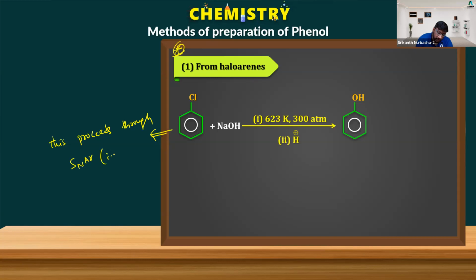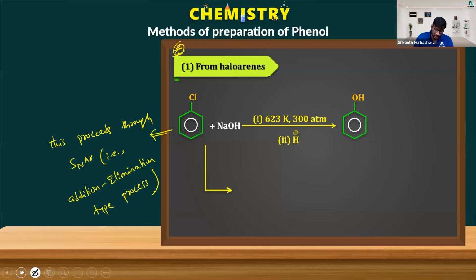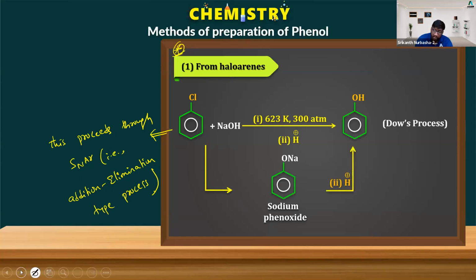This proceeds through SNAr, that is an addition elimination type mechanism. Chlorobenzene plus NaOH, 623 Kelvin, 300 atmosphere, then H plus, you will be getting phenol. If you treat chlorobenzene with NaOH at high temperature, you get sodium phenoxide first. That sodium phenoxide upon acidification forms phenol. This total process is said to be Dow's process. Same SNAr mechanism, addition elimination type. And what is the complex formed? Meisenheimer complex, which is similar to your carbanion system.